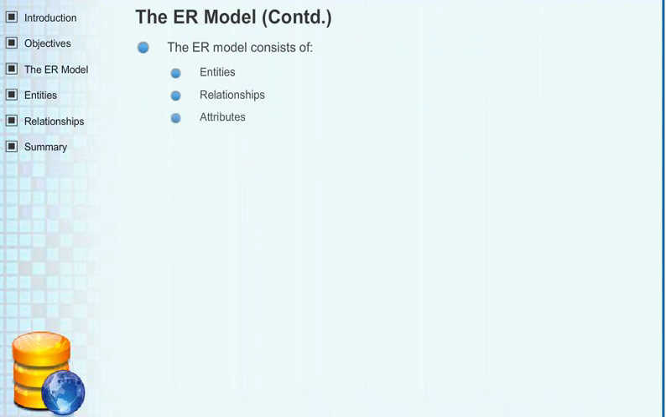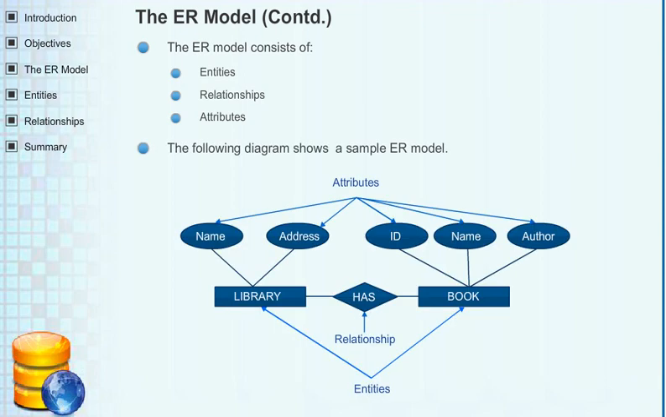Now let us try to understand the ER model pictorially. The picture shown here depicts an example of a library. A library has lots of books. In this pictorial representation, library and book are the two entities. As the books are located in a library, the relationship can be described as follows: a library has books.